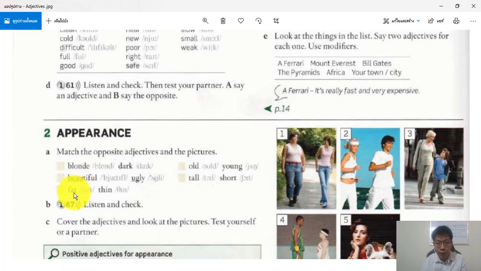And fat. You can look at picture number 1. One is fat and another is thin. So fat is the opposite of thin. Some people read fat, okay, you can read fat.